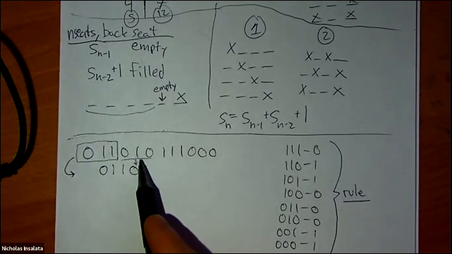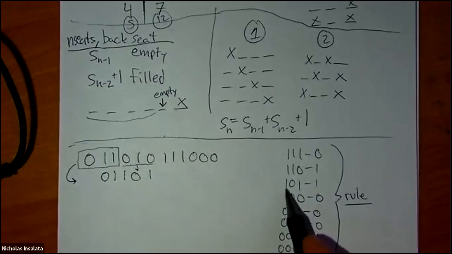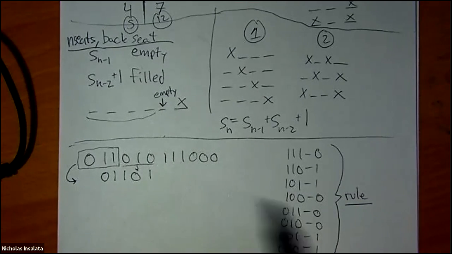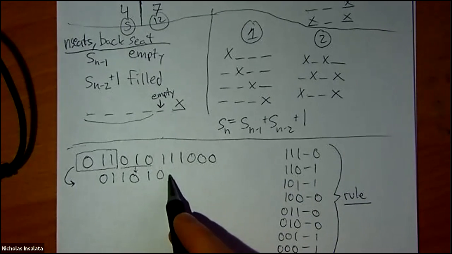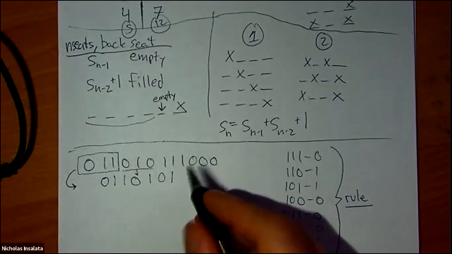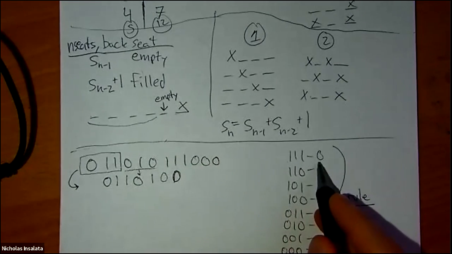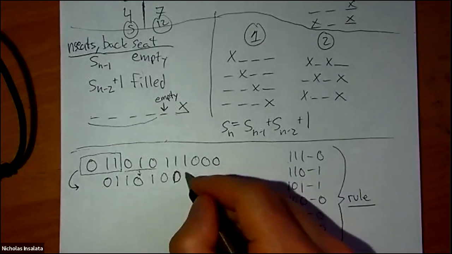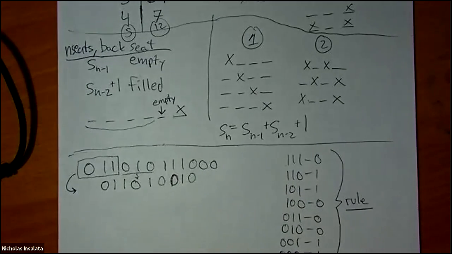Oh, sorry, 101 is the next one. So what's 101? 1, good. 101 gives us a 1. 0, 1, 1, that'll give us a 0. 1, 1, 1, what'll that give us? Sorry, my bad. 1, 1, 1 gives us a 0. 1, 1, 0, that gives us a 1. 1, 0, 0, that's a 0. 0, 0, 0, that gives us a 1.